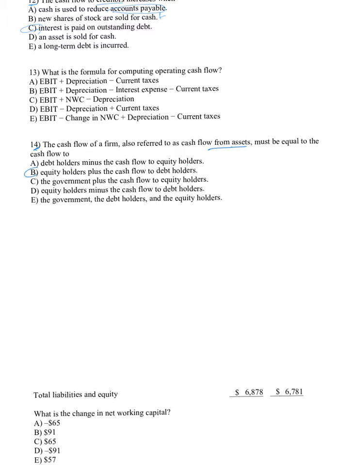Yes, because when we are talking about equity holders plus cash flow to debt holders, this represents the whole company in a way. It could be the equity holders and the debt holders, the two parties who are financing the company. The government plus the cash flow to equity holders: the government has nothing to do with this, and therefore it's not that. Only if paying taxes, but this has nothing related to that. Equity holders minus the cash flow to debt holders: this has nothing to do with it as well, because it doesn't resemble anything about the cash flow from assets. So it definitely should be a plus rather than a minus. Anything that has to do with the government is definitely not the case, so it's going to be option B.